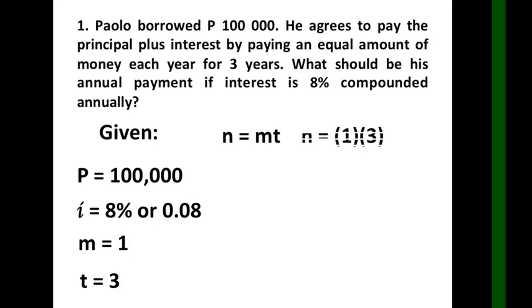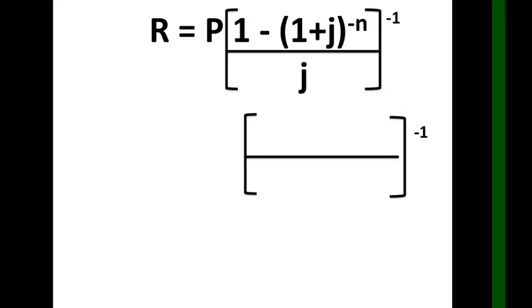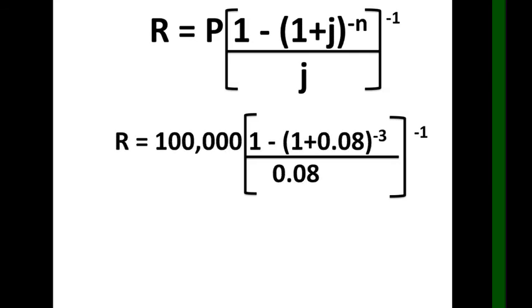That's 1 times 3, and that's equal to 3. For the I over M, that's 0.08 divided by 1, that's 0.08. Now we have a new given: 100,000, N equals 3, J equals 0.08. We will disregard I, M, and T since we used them in solving N and J. Now we will write the formula and substitute the given to the formula.